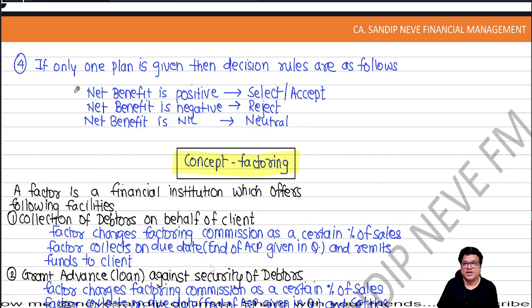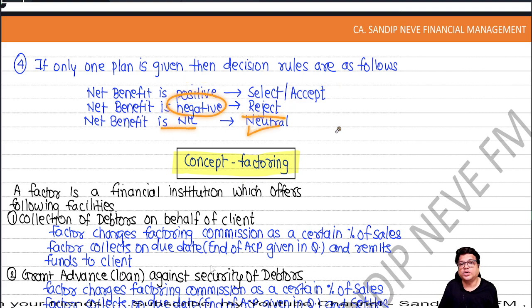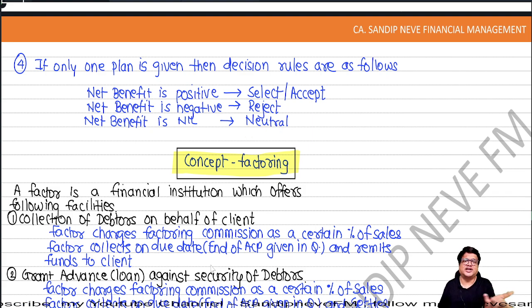Decision rules. If only one plan is given: net benefit positive, accept; net benefit negative, reject; net benefit nil, neutral. If more than one plan, then we already know: select the plan with the highest net benefit.